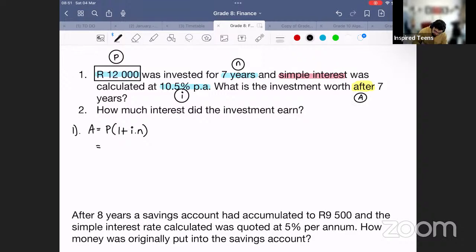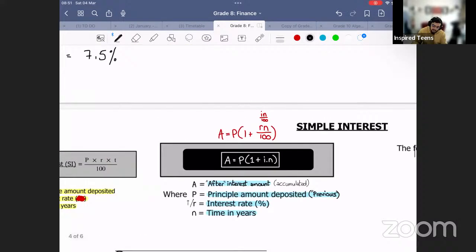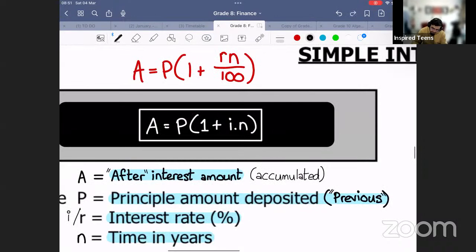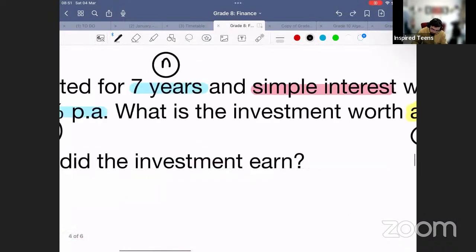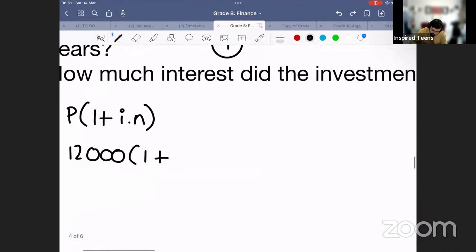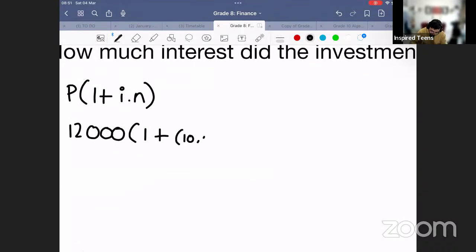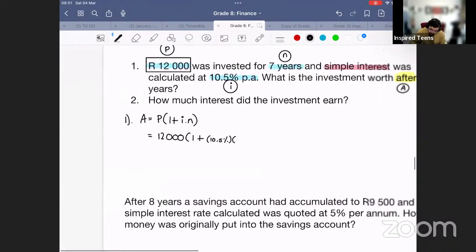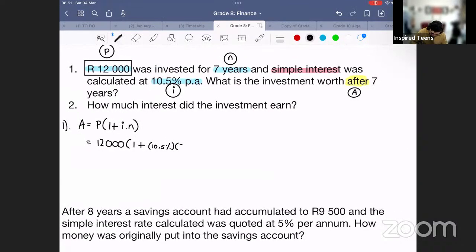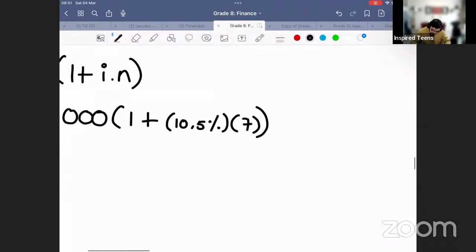So A is equal to P, which is 12,000 Rand. Open brackets, 1 plus what is I? When you utilize the formula that I recommend, when you substitute I, you must put the percentage symbol in your calculator. So in this case, I'm going to put a bracket, 10.5%. Alternatively, you can convert it to a decimal if you like, or if your teacher wants you to. N is the number of years that this was invested for, which is 7 years. And then I close the big bracket. So I have 1 plus, and these two are in multiplication with one another, all in that one big bracket.